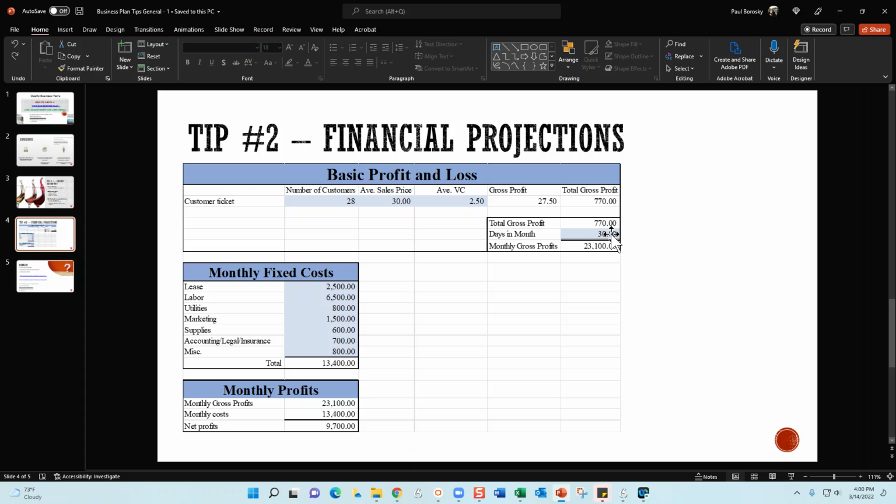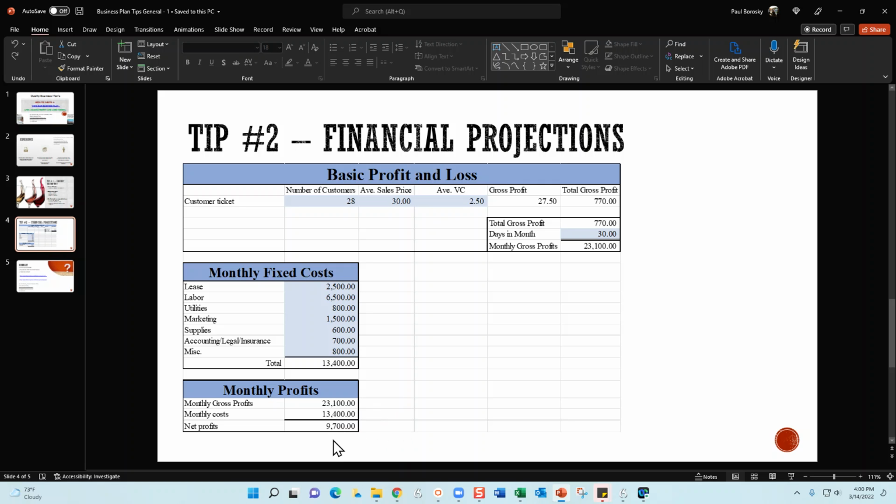We're then going to multiply that by the number of days we're going to have the business open. For this example, again, 30. So the 770 multiplied by the 30 gives us monthly gross profits of $23,100. We're going to take that number and plug it down into the third segment, and then go up to our monthly fixed costs, and identify all the costs that we're going to be paying on a monthly basis: the lease, the labor, the utilities, marketing, supplies, accounting, legal, insurance, and the miscellaneous, our catch-all. We're going to add up all our monthly costs and put it right underneath our gross profits, in this example, $13,400. The next thing we're going to do is deduct that $13,400 from the $23,100, and that gives us net profits of $9,700.